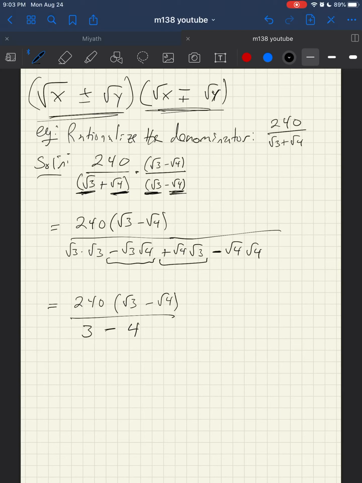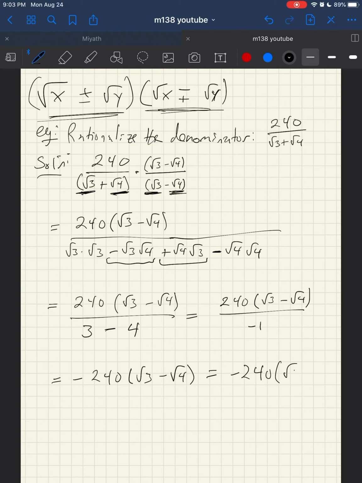3 minus 4. Here I've noticed that the denominator is rationalized. That is, there are no radicals in the denominator. Rationalizing is a funny term in that sense, but we won't go into it too much. Okay, so I've got 240 times root 3 minus root 4 over 3 minus 4, which is negative 1. So this is just negative 240 times root 3 minus root 4. Or if I wanted to be really specific, I could say this is negative 240 times root 3 minus 2. And I could even say this is 240 times 2 minus root 3.